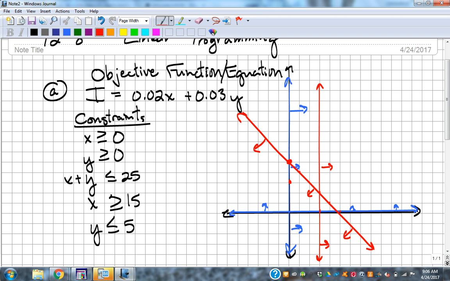This y is less than or equal to 5. But this triangle would be where it's at if we stopped here. Now y is less than or equal to 5, so that's going to be this line right here. It's less than, so shading is going down. The solution area is this little trapezoid-like shape right here.